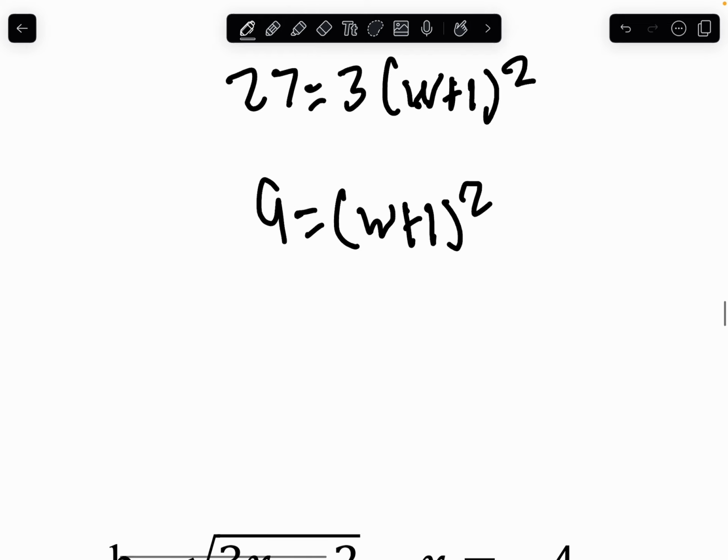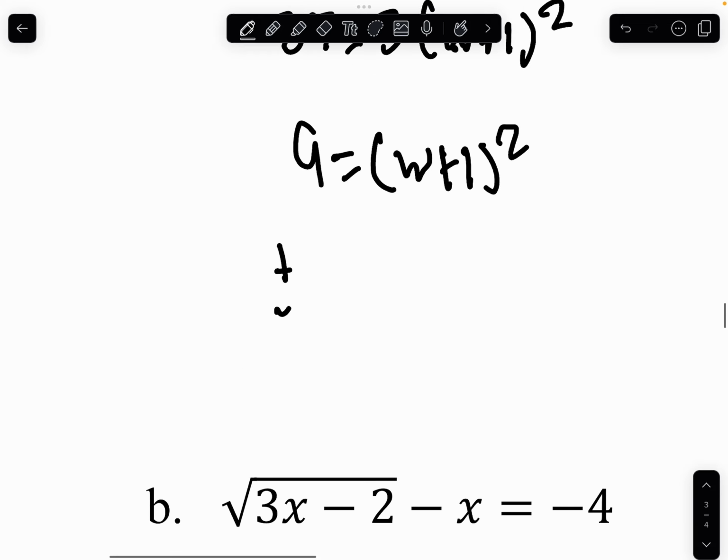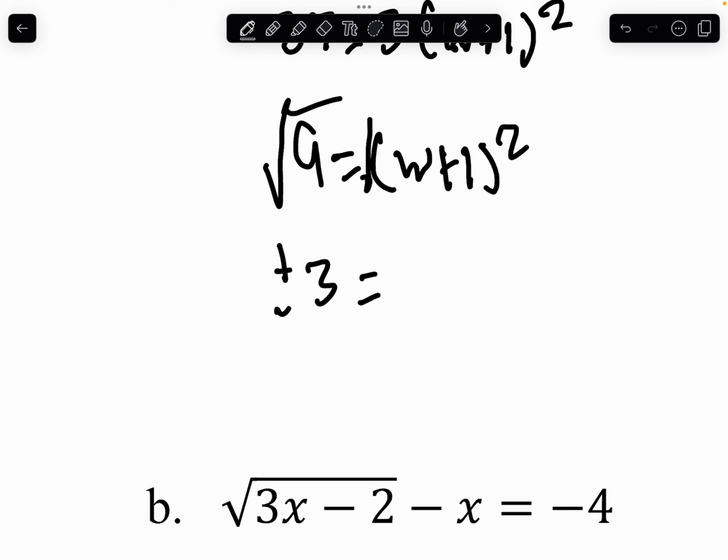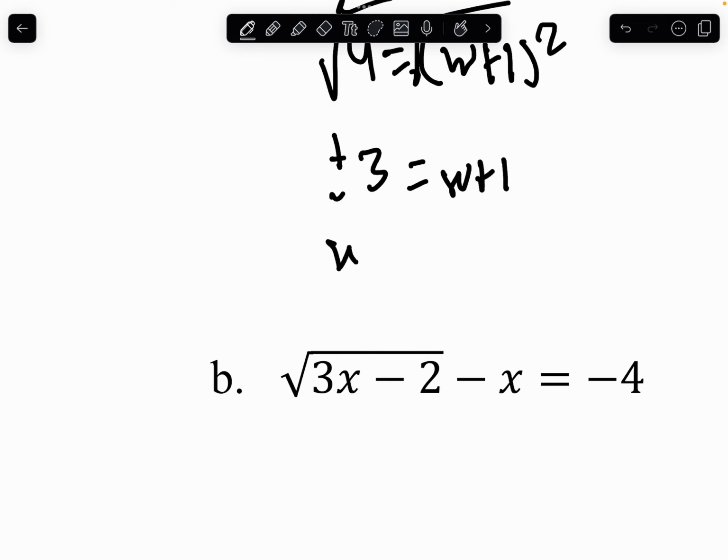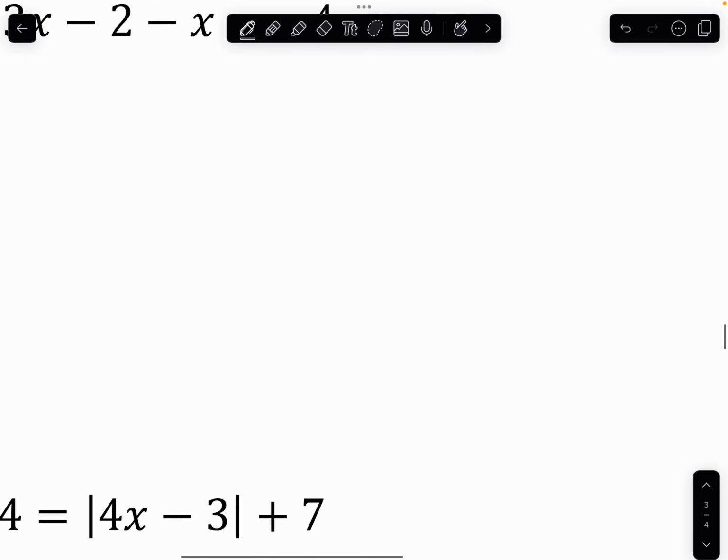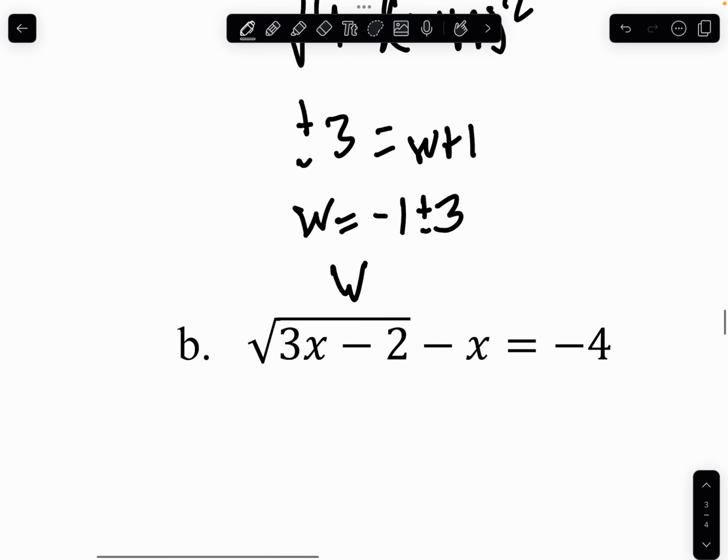Square root both sides, so you get plus minus 3 equals w plus 1. Subtract 1, so you get w equals negative 1 plus minus 3. So w can equal negative 1 plus 3, which is 2. And w can equal negative 1 minus 3, which is negative 4.